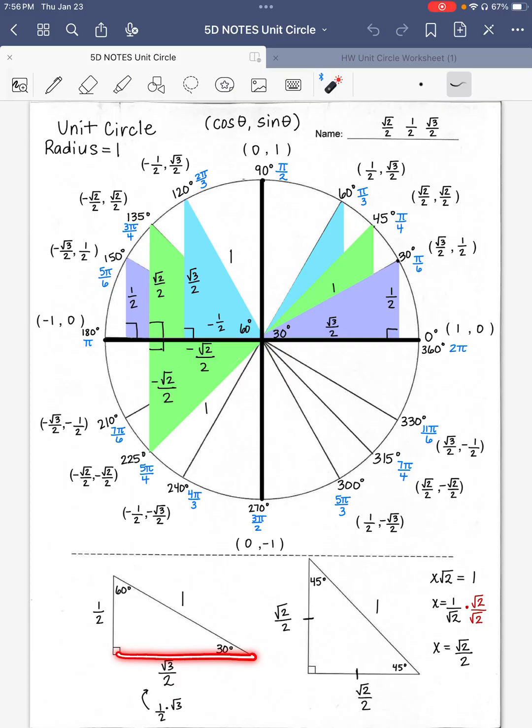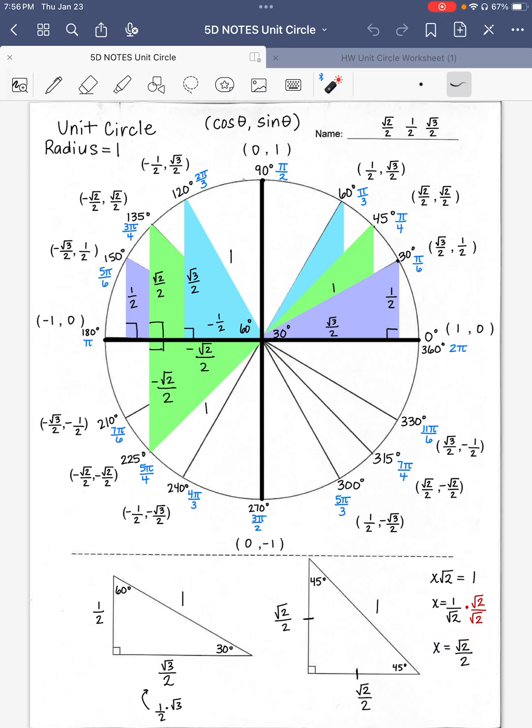The longer side is the shorter side multiplied by the square root of 3. So we end up with the square root of 3 over 2. In a 45, 45, 90 triangle, if the hypotenuse is 1, the side is 1 divided by square root of 2. And then we rationalize the denominator to end up with square root of 2 over 2.